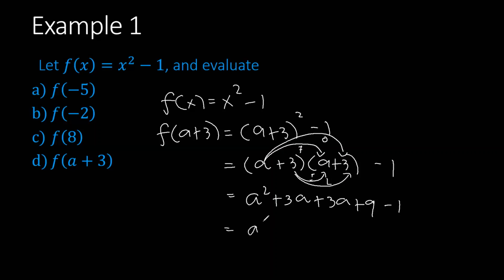Simplify, we have now a squared. Combine the like terms. So we have 6a. Combine like terms, the constant, we have plus 8. So this is now the value of the function at x equals a plus 3.